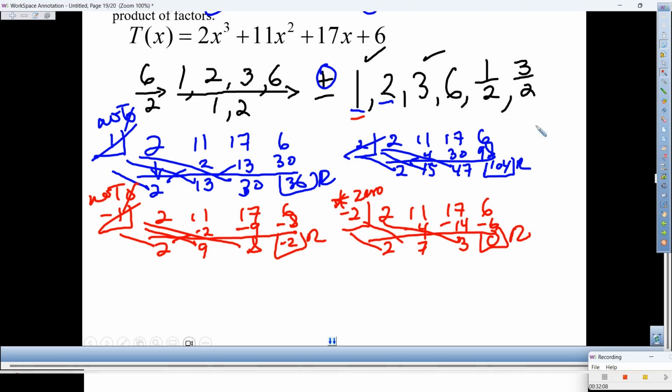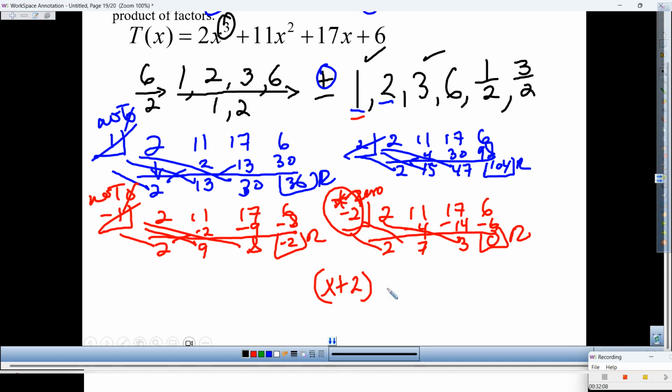All right, so how do we write this, Joseph? X plus 2, yes. And what do we have left? We started with a cubic. That means this is 2x squared plus 7x plus 3.